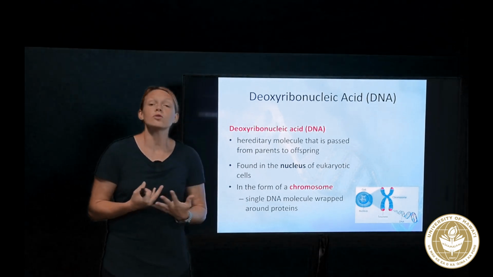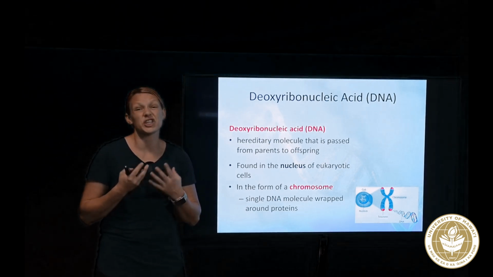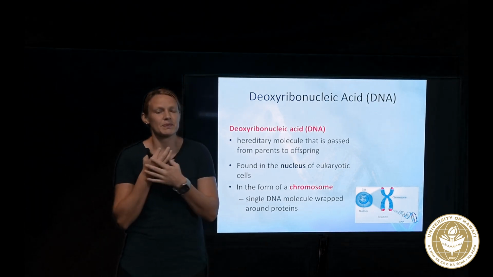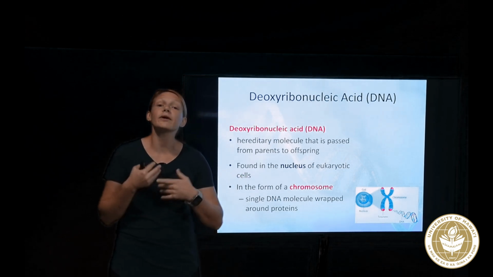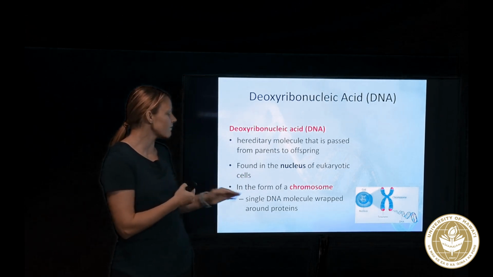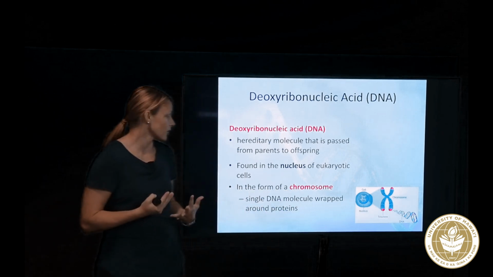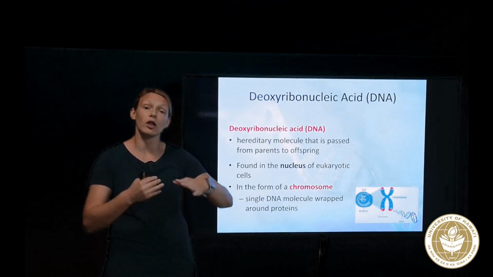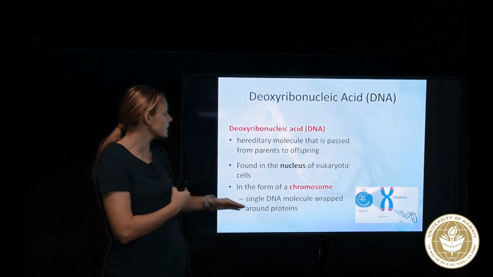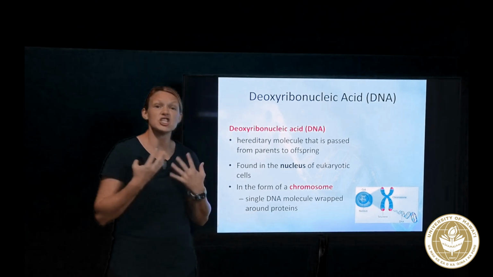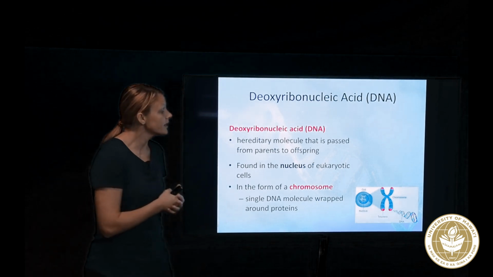DNA is found in the nucleus in a certain form. So we usually think of DNA as just being this stringy thing, right? But within the nucleus, it's actually found in the form of a chromosome. So a chromosome is a single DNA molecule that is wrapped around proteins. They're actually called histone proteins.